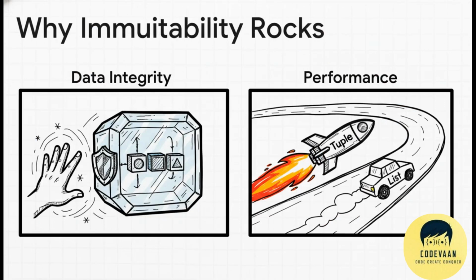So you might be thinking, why on earth would I want something I can't even change? Well, there are two huge reasons. First, data integrity. It's like a guarantee that your important data won't get messed with by accident somewhere else in your code. And second, performance. Because Python knows for a fact that a tuple will never change, it can optimize things behind the scenes, making operations like looping through it often faster than with the list.